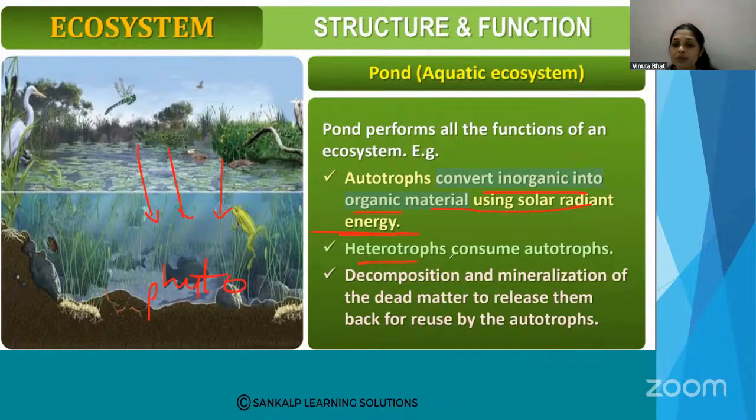Then heterotrophs consume the autotrophs. So these phytoplanktons are consumed by the heterotrophs, right? And decomposition and mineralization of the dead matter release nutrients back for reuse by the autotrophs. When the decomposition takes place by the bacteria and the fungi, mineralization means the release of the nutrients from the dead and decaying material, so that also takes place. And so you can see the mineral nutrient recycling in this ecosystem.